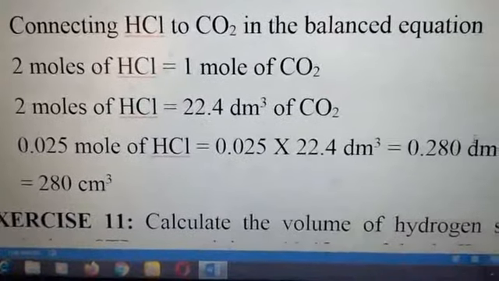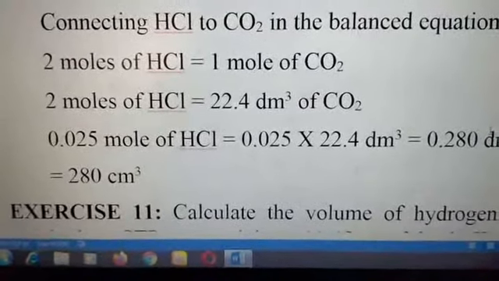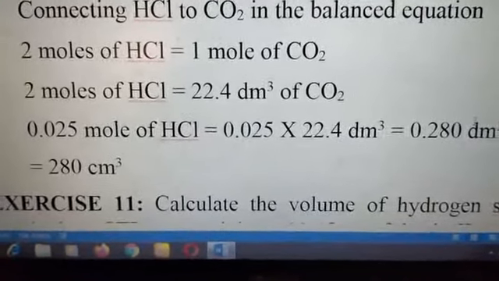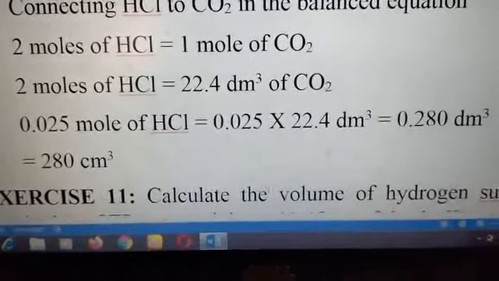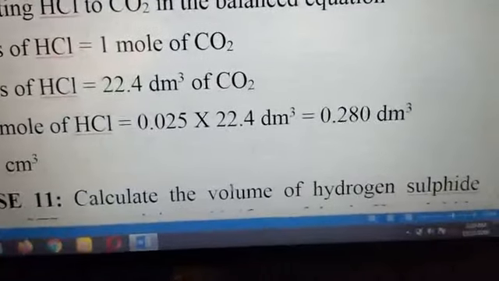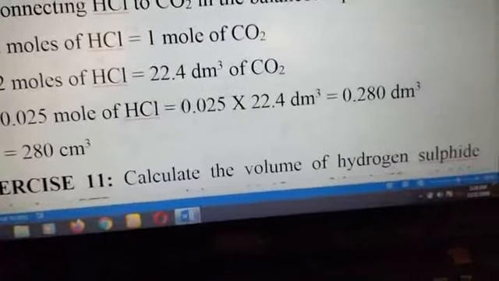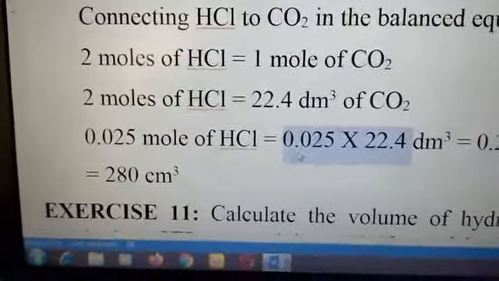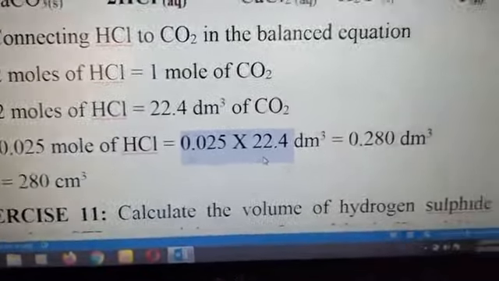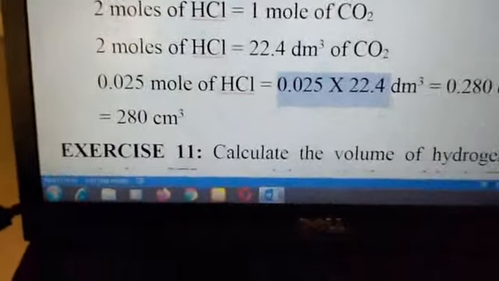2 moles of HCl gave us, you know that 1 mole of a gas is 22.4 dm cube, 22.4 dm cube of CO2. Therefore, 0.025 mole of HCl, which is the number of moles of HCl, will now give us 0.025 times 22.4 over 2. It should be divided by 2; by proportion, there should be 2 under this. We solve and give the final answer as 0.280 dm cube, or 280 cm cube.